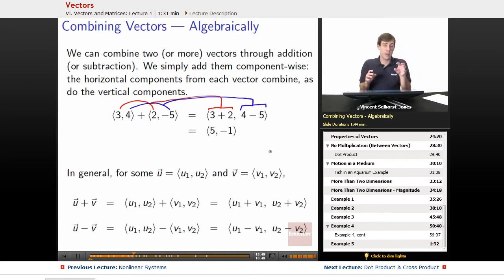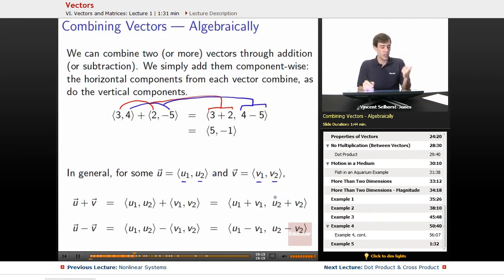We're just taking the numbers at the beginning, adding them together, the numbers at the end, adding them together. We're doing it component-wise. Each component stays and only mixes with components that are the same type. First components with first components, second components with second components, and so on. So in general, for some u, u1 comma u2, so really that's just saying the first component of u, the second component of u, and then v, v1 comma v2, the first component of v, the second component of v.